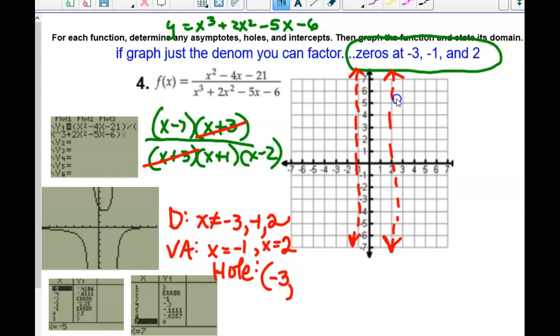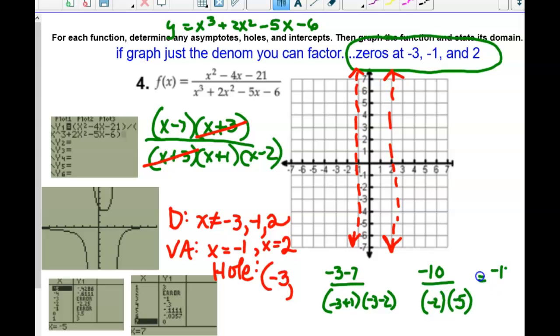All right, I need to finish finding where the hole is. So I put the -3 back in the reduced, the beautifully reduced, remember, equation? Okay, so if I put the -3 back in up here, I'll get -3 minus 7 over -3 plus 1 times -3 minus 2, which is -10 over -2 times -5, which is -10 over +10, or -1. Anybody get that? Okay, so at -3, -1 is a big old hole.